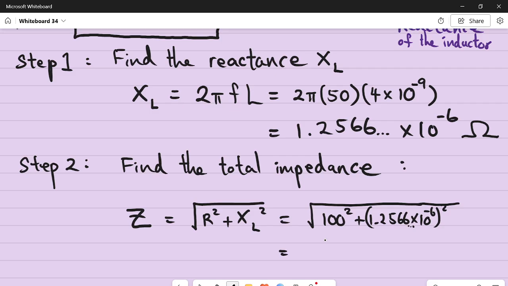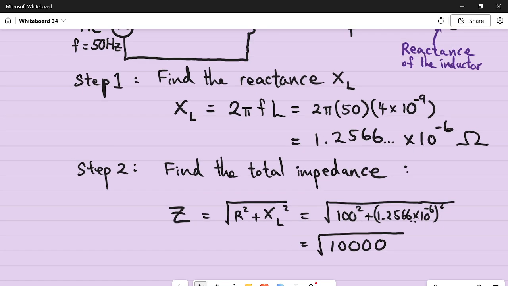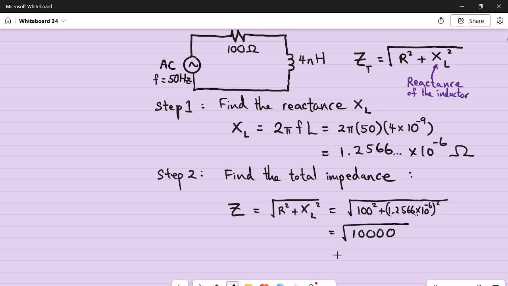Well, I'm getting 10,000. So the square root of 10,000 is 100. Exactly, no rounding required. How interesting, no rounding at all. Okay.